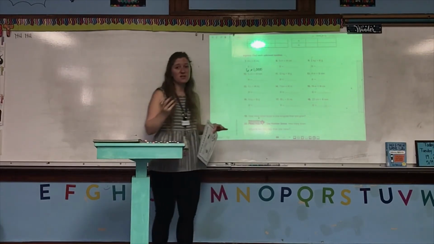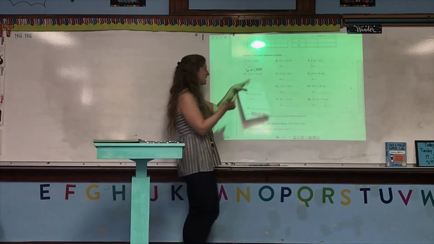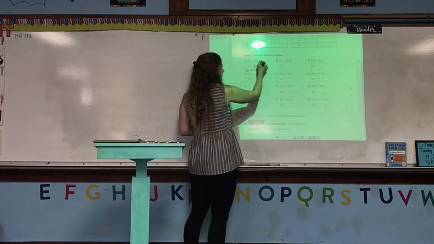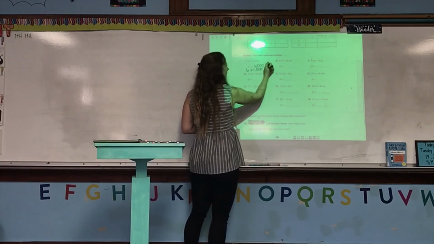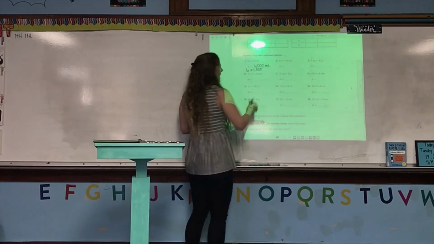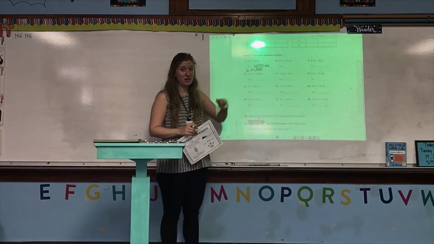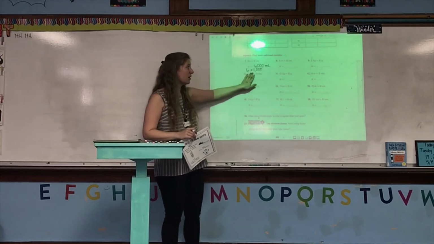And now we just have to use basic facts and patterns. 6 times 1 is 6. There are 1, 2, 3 zeros. Add in our comma. So that means that 6 liters equals 6,000 milliliters. Do not forget your unit. So that's all you have to do to set it up.